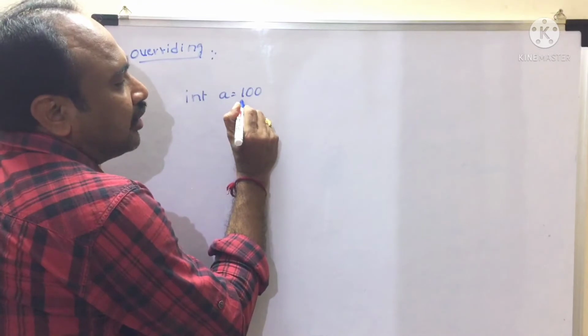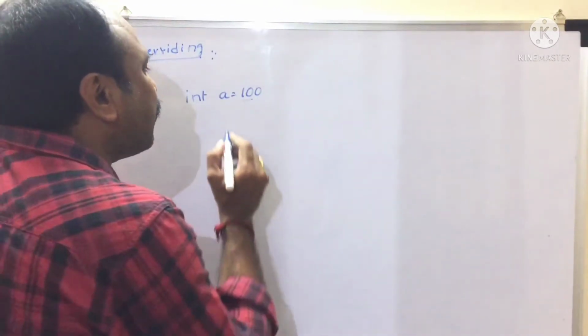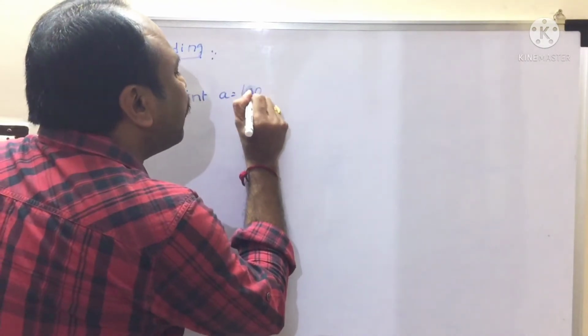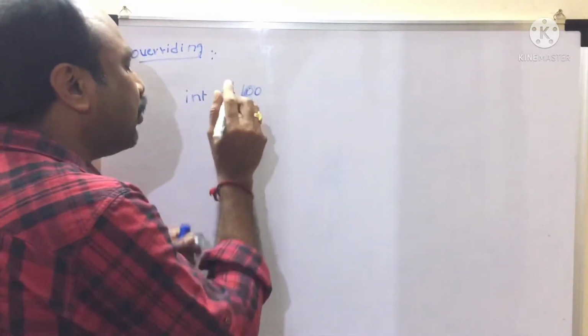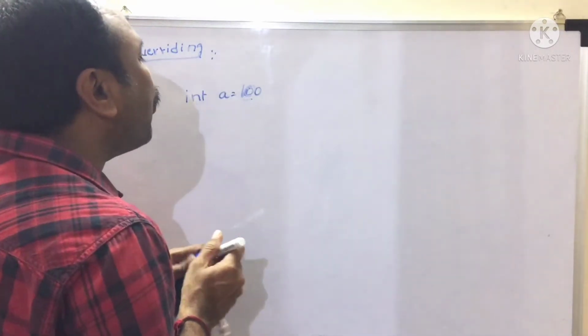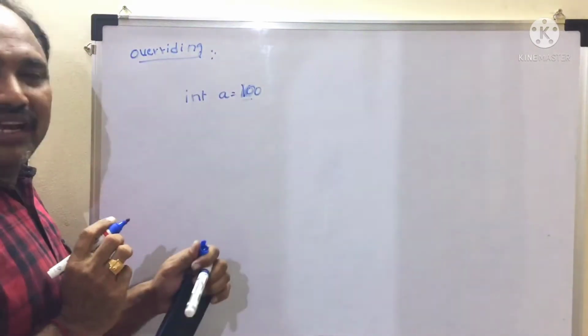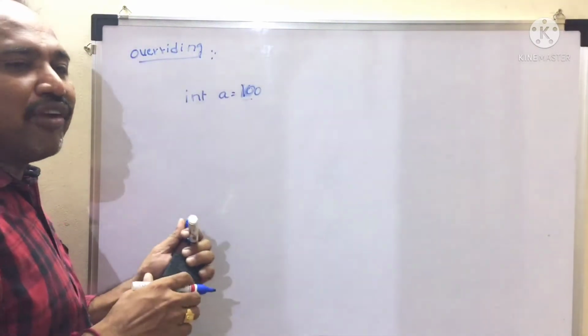Unfortunately, instead of writing 10, you have written 100. What will you do at that time? You will overwrite it right there without erasing it. On that only, we are going to overwrite it. This is called overwriting.